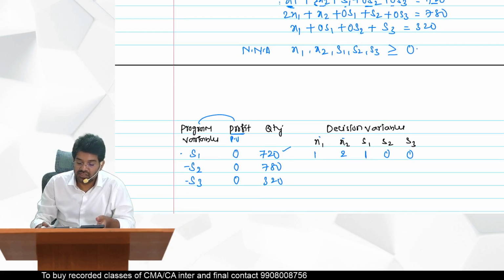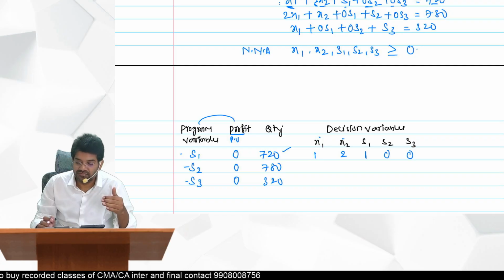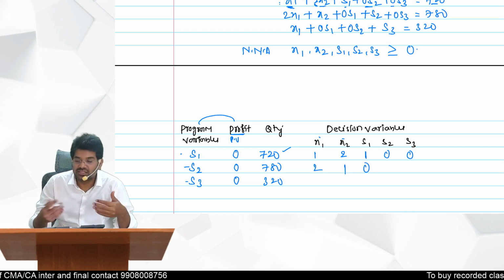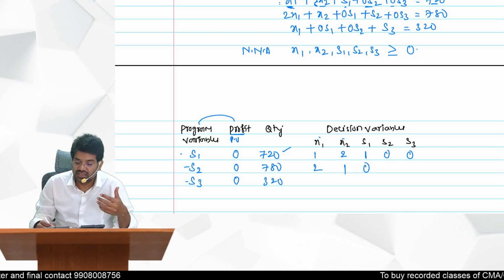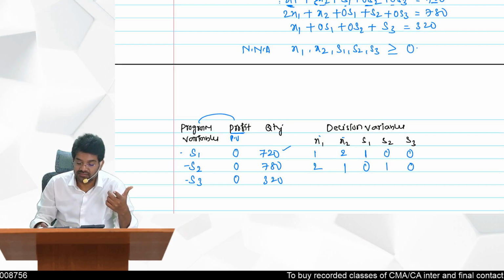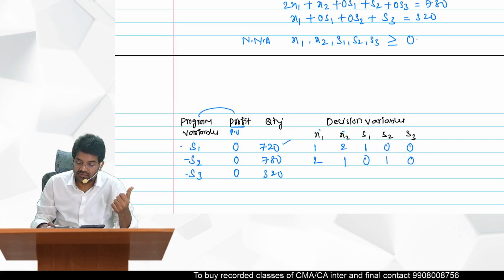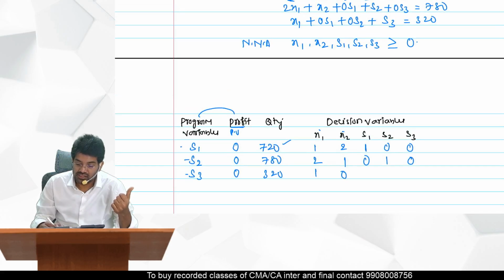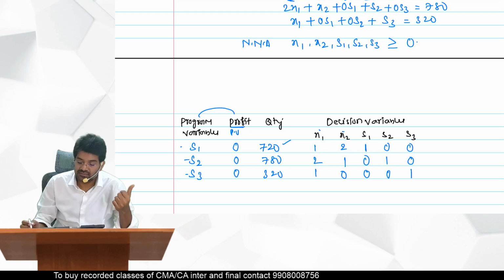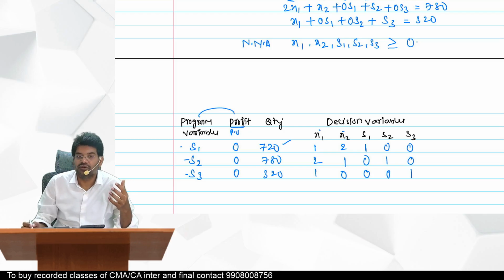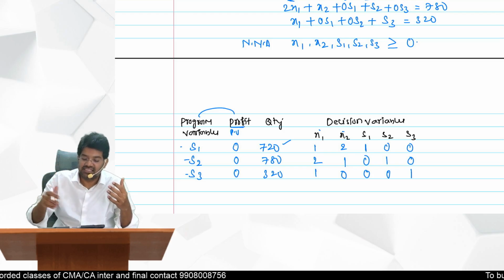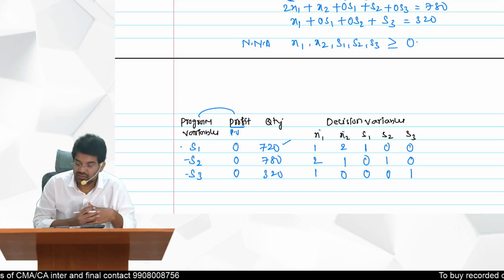For the second equation we consider the second row: x1 is 2, x2 is 1, s1 is 0 because s1 is not there, s2 is there, so 1, and s3 is not there, so 0. Then the third one: 1, 0, 0, 0, 1. So these are the coefficients of the 3 constraints we have taken. This is what you should take first.